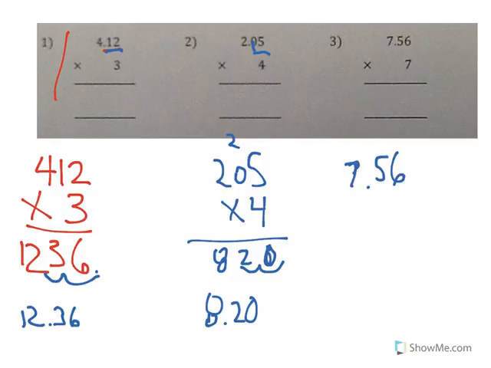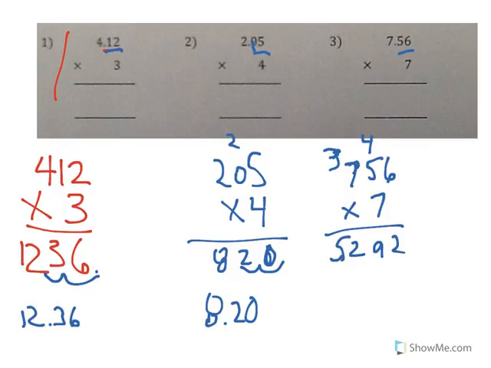7.56. But we're actually not going to make it 7.56. It's 756 times 7. Then we've got to deal with the two decimal places. 7 times 6 is 42. 7 times 5, 35 plus 4 more is going to be 39. 7 times 7, 49 plus 3 more, that's 52. And then we've got to deal with those two decimal places. So it's going to be 1, 2 over, so it's going to be 52.92.